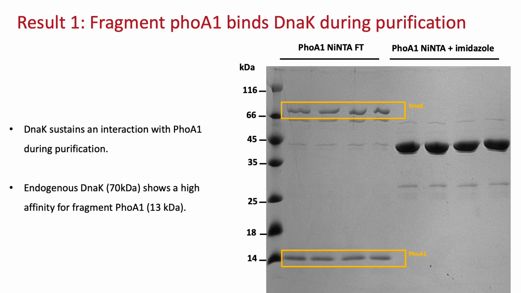During the purification of phoA1, an interesting result was observed. During the second nickel affinity chromatography, which is expected to separate MBP, TEV protease, and the fusion protein from the fragment, I observed the presence of an extra band in the flow-through along with phoA1, which is boxed in yellow at the bottom of the gel. This extra band is endogenous DnaK, which weighs around 70 kilodaltons. This result strongly suggests that DnaK sustains an interaction with the fragment phoA1 during purification, demonstrating that it has a high affinity for this first fragment, which contains sites A and B.